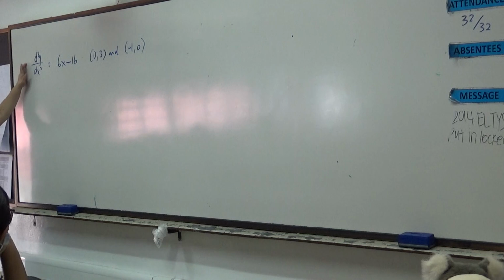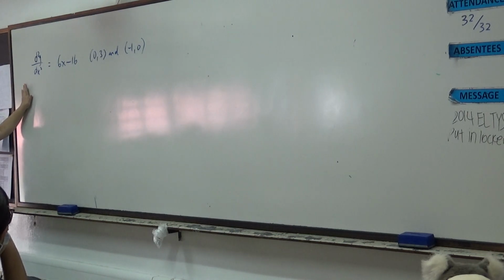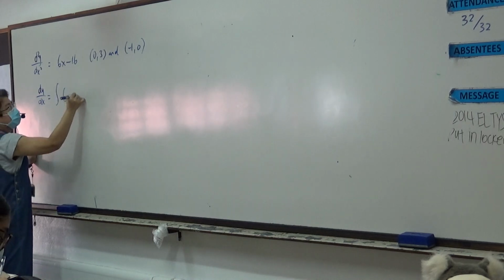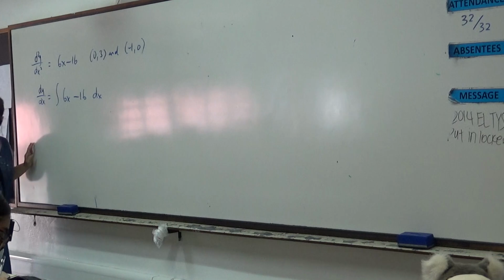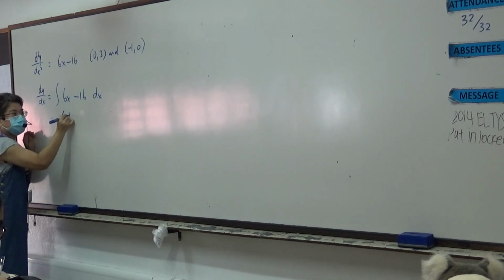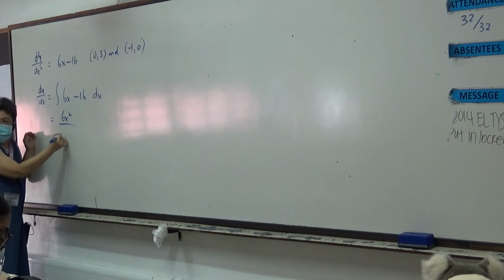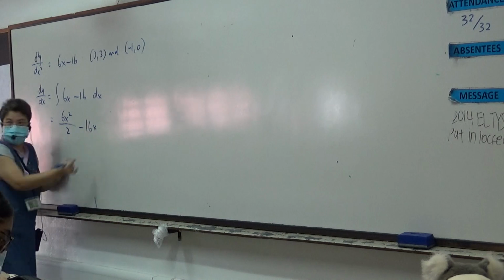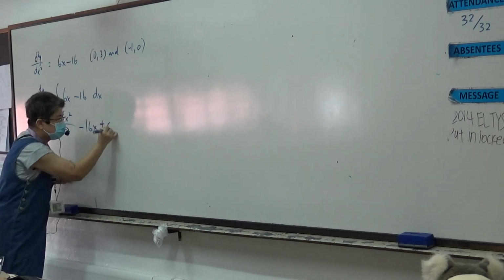This is d²y/dx². When I integrate, I'll get dy/dx. So, dy/dx will be the integration of 6x minus 16, right? So, I will get what? 6x squared over 2 minus 16x, right? Plus c, correct?